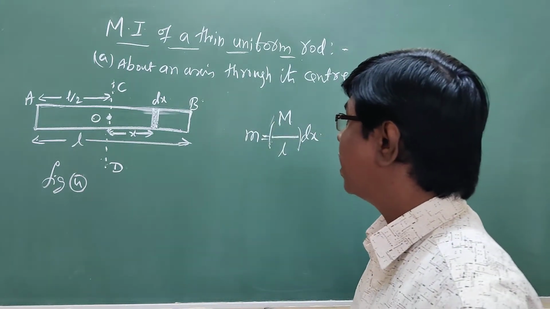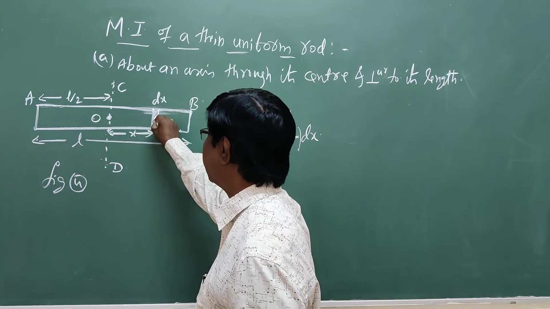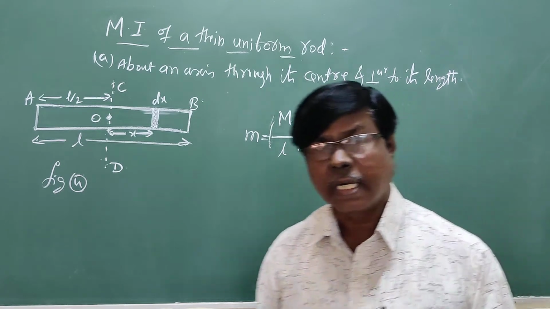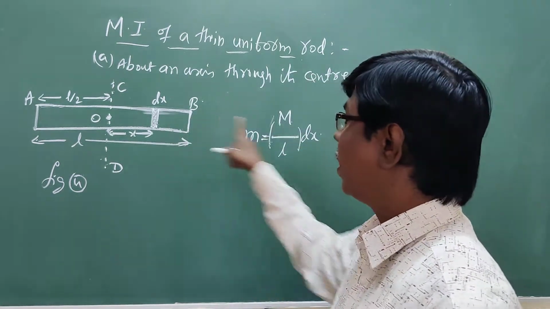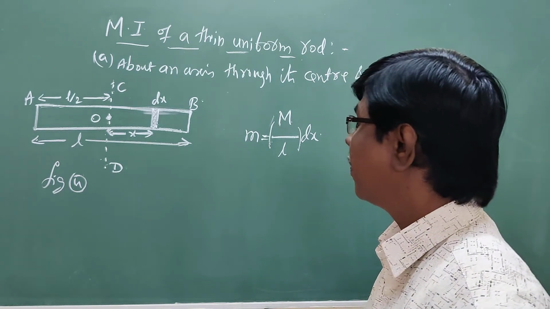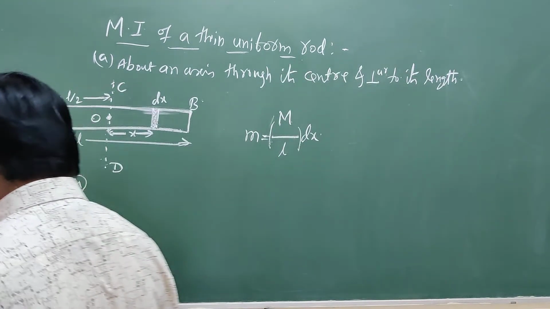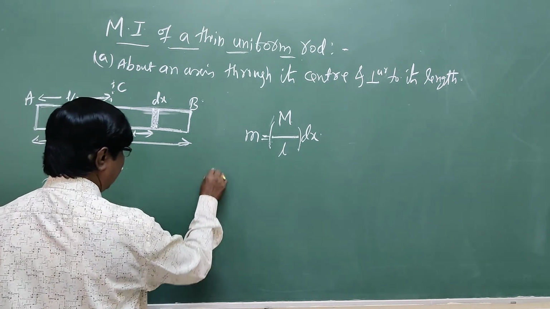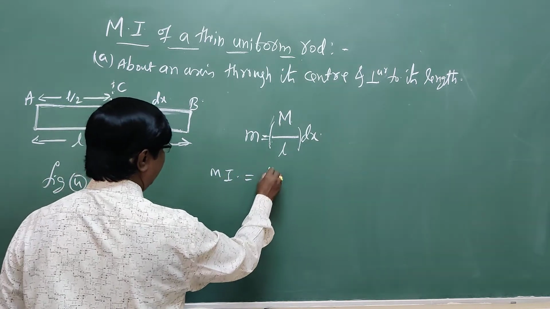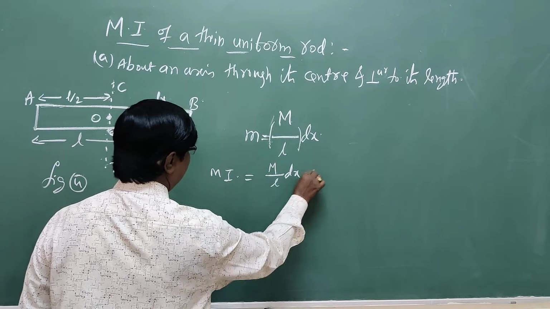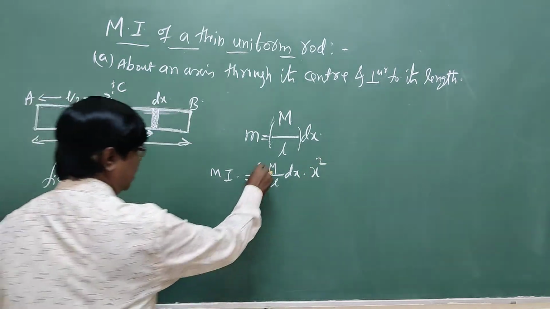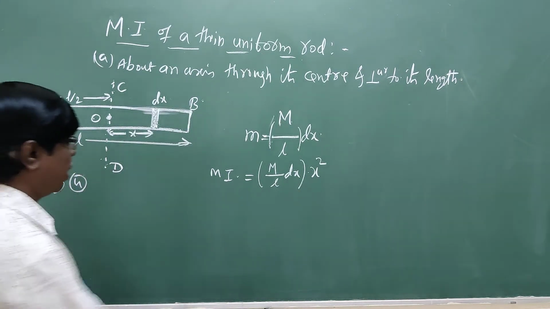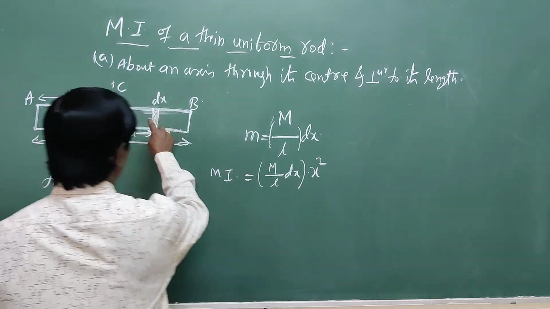First of all, we will calculate the moment of inertia of a small element. The moment of inertia of the element is the mass of the element times the square of the distance of the element from the axis of rotation. That gives the moment of inertia of this element. Hence, the moment of inertia of the element is equal to m by L dx into x square. This is the total mass of the element, and this is the square of the distance from the axis of rotation. This gives the moment of inertia of only the element.